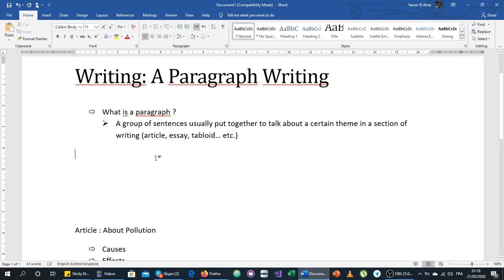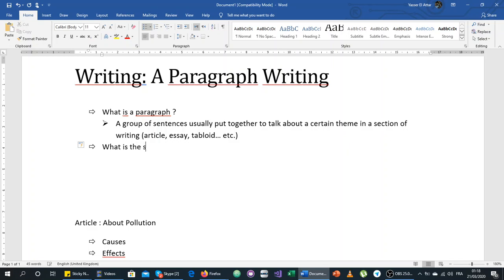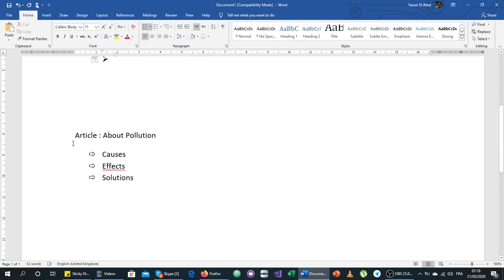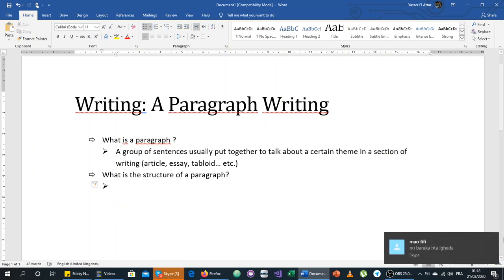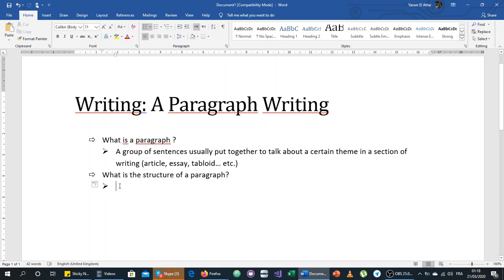So the question is: what is the structure of a paragraph? For the structure of a paragraph, we need to focus on three main things. The first sentence, we call it the topic sentence. The second thing is supporting sentences. And then the last one is the concluding sentence.